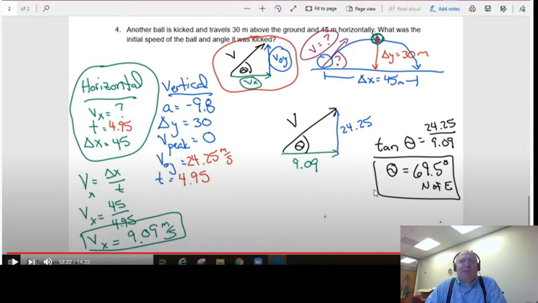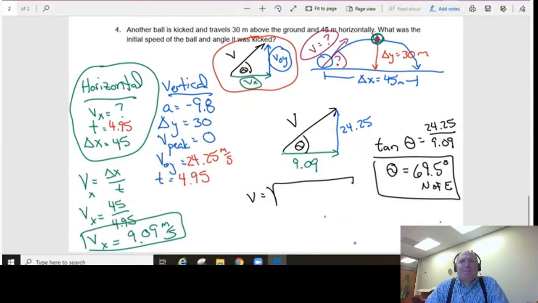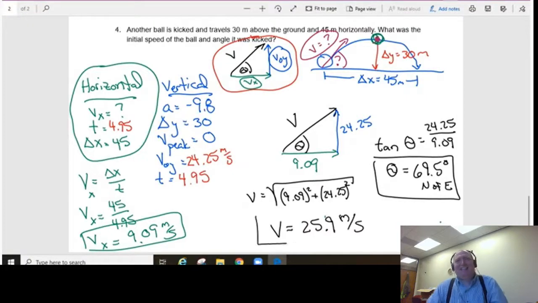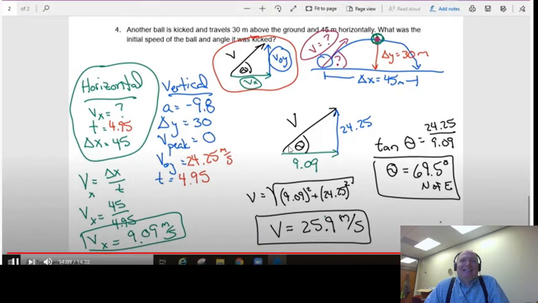I'm going to just see how she wraps it up here. How do I know how fast it's going? I'm going to use the Pythagorean theorem. V is going to be equal to the square root of 9.09 squared plus 24.25 squared. If I plug that into my calculator, I get my initial speed is about 25.9. So that is how you solve problem 4. Woo! That was really great. Good job. Love it.